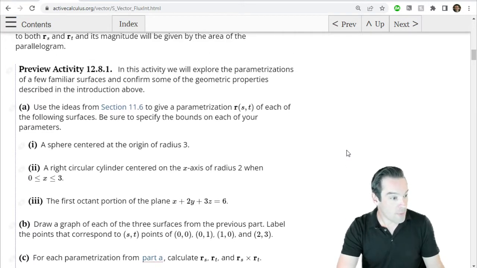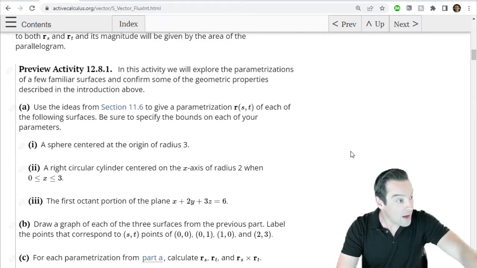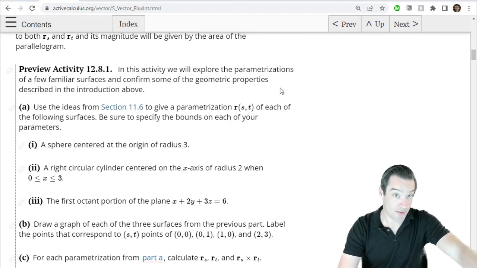So in our opening act for today, preview activity 12.8.1 is just going to ask us to parameterize some surfaces and then do this computation to figure out whether what we claim is happening here actually is happening, that we're getting the right normal vectors that we're supposed to get by taking derivatives of our parameterization.